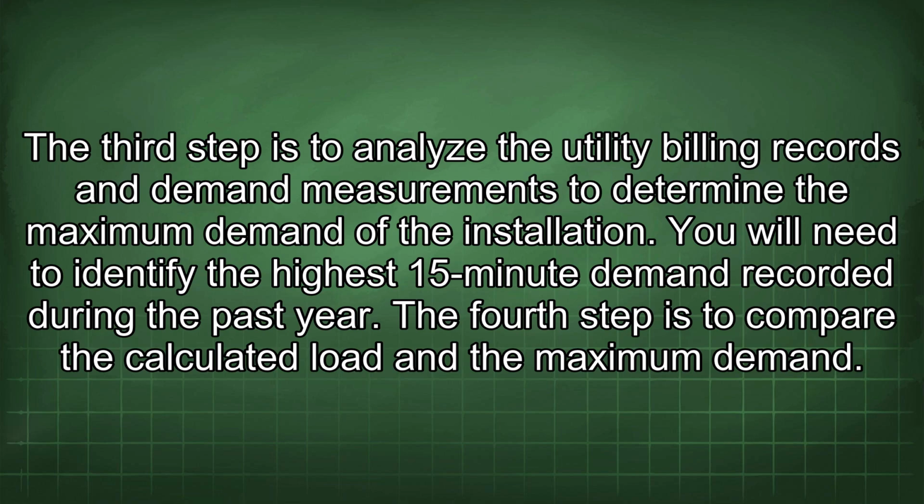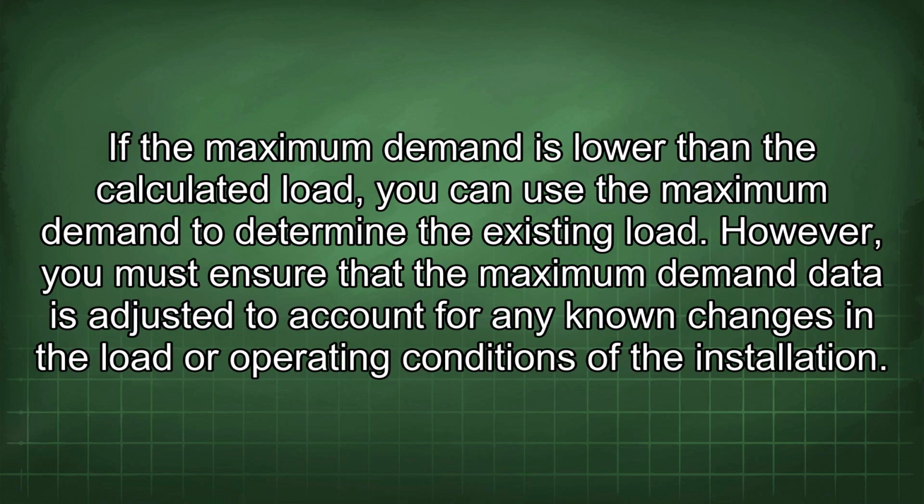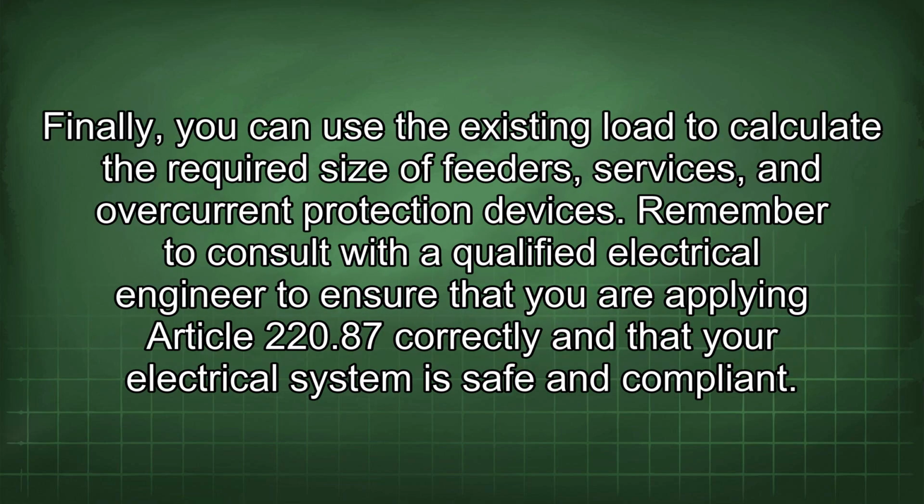The fourth step is to compare the calculated load and the maximum demand. If the maximum demand is lower than the calculated load, you can use the maximum demand to determine the existing load. However, you must ensure that the maximum demand data is adjusted to account for any known changes in the load or operating conditions of the installation. Finally, you can use the existing load to calculate the required size of feeders, services, and overcurrent protection devices.